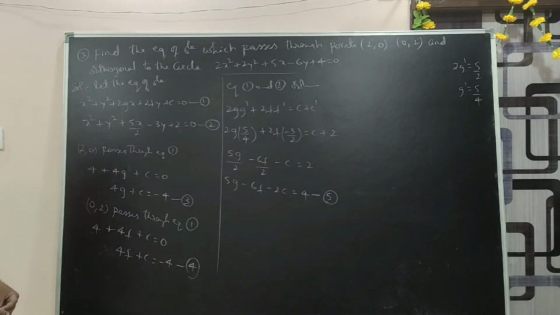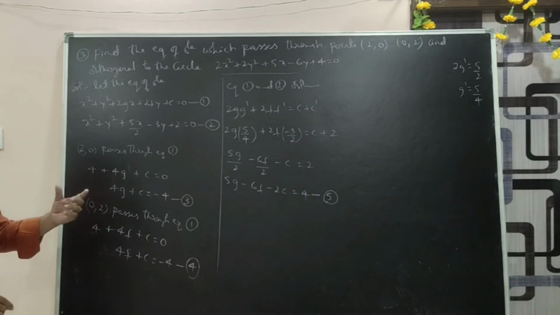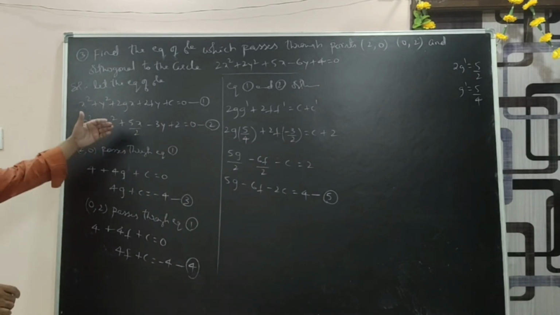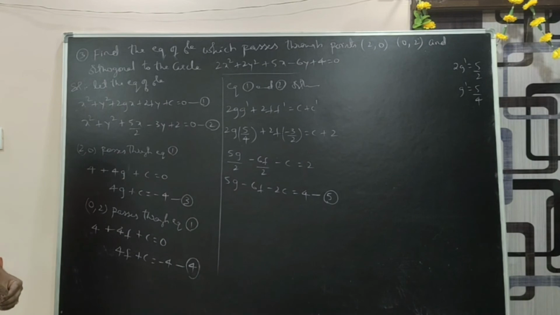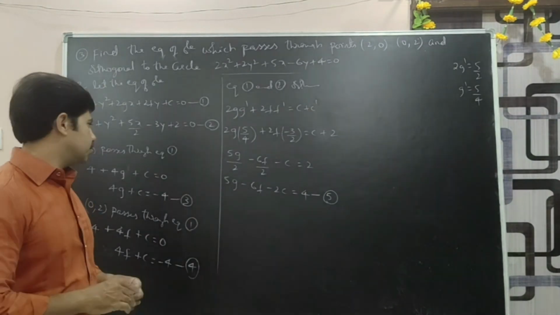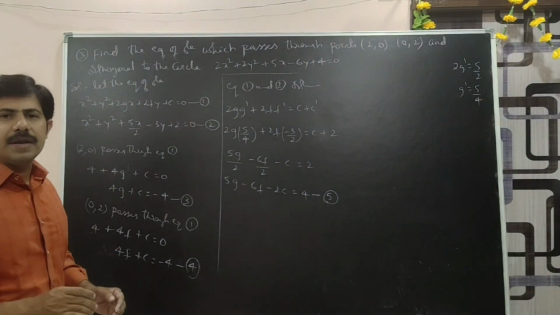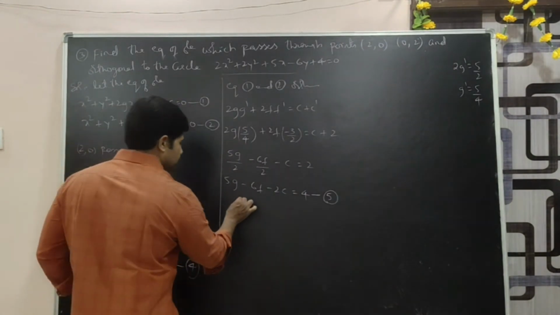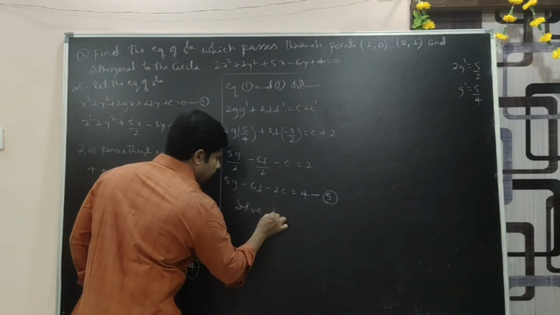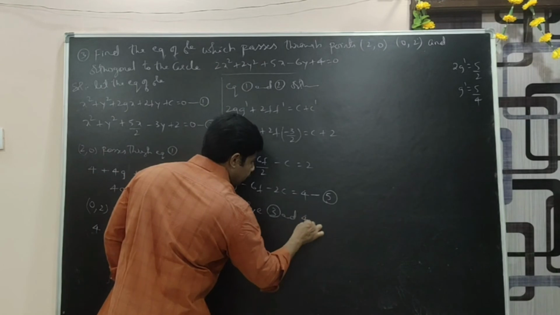Right, so first what we did, using the 2 points we got 2 equations. Then we used the orthogonal condition and got 1 more equation. Now we have to solve those equations. First I'll solve 3 and 4 and eliminate c. Solve equation 3 and equation 4.